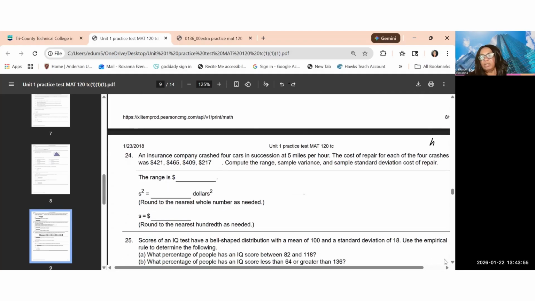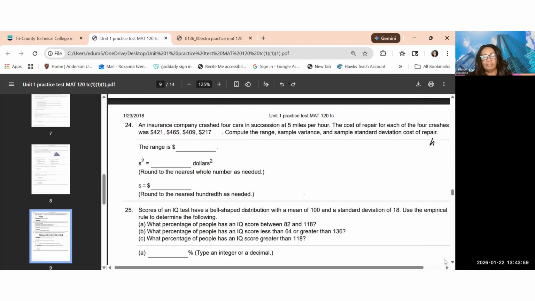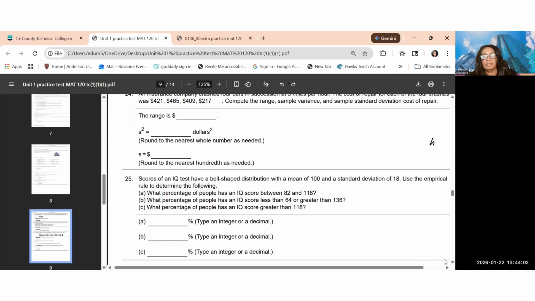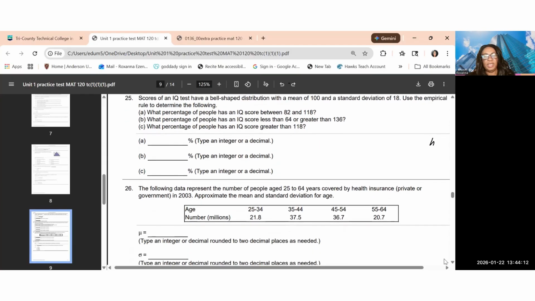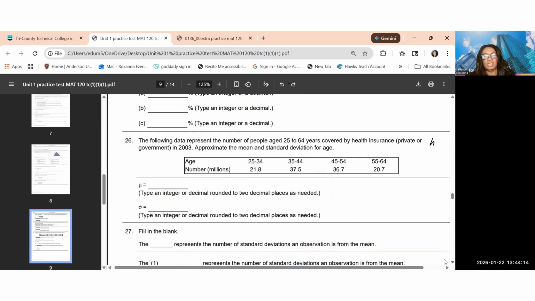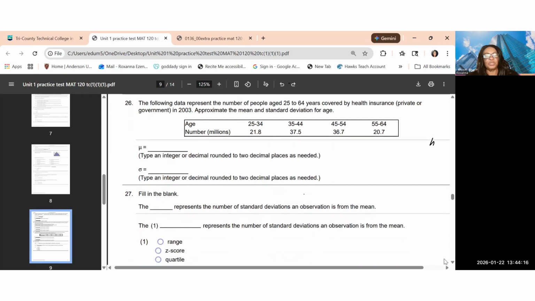The mean, this is also mean. So these are all mean. Okay. Use the empirical rule. No, so we haven't done the empirical rule. We're going to do the empirical rule next week. But what we have done is group data. So we will make sure we do number 26. We have done group data.